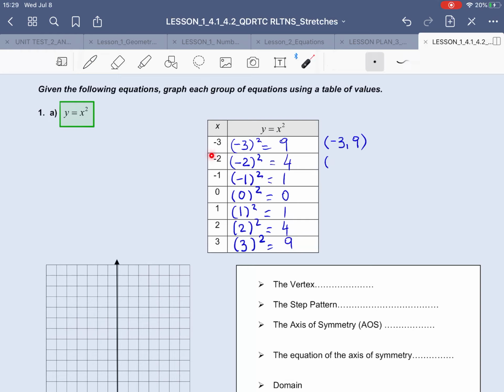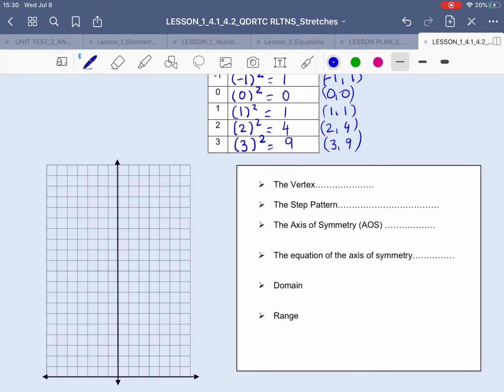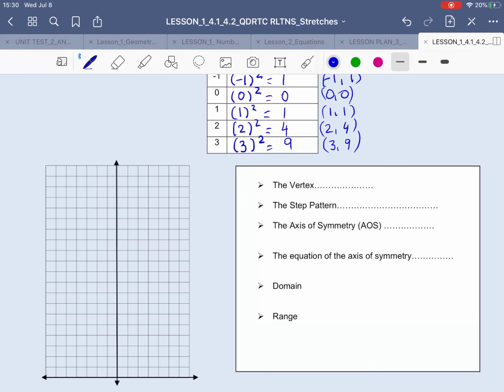And now I can put them in ordered pairs. So x was -2, y was 4. So (-2, 4), (-1, 1), (0, 0), (1, 1) again, (2, 4), (3, 9). So let's place all these points on the grid.